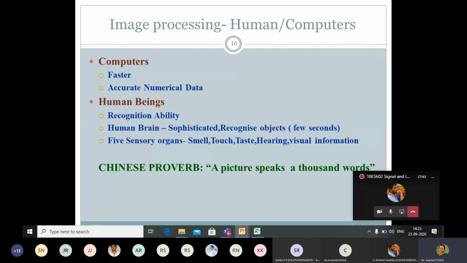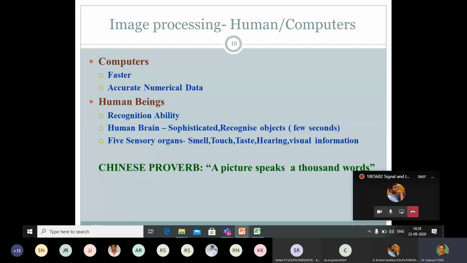Most of us are aware that computers are very fast, and they're very good at manipulating numerical data. Since they are very good at manipulating numerical data, the thought is, why can't it also do image recognition? And usually we see computers do not have sufficient ability.